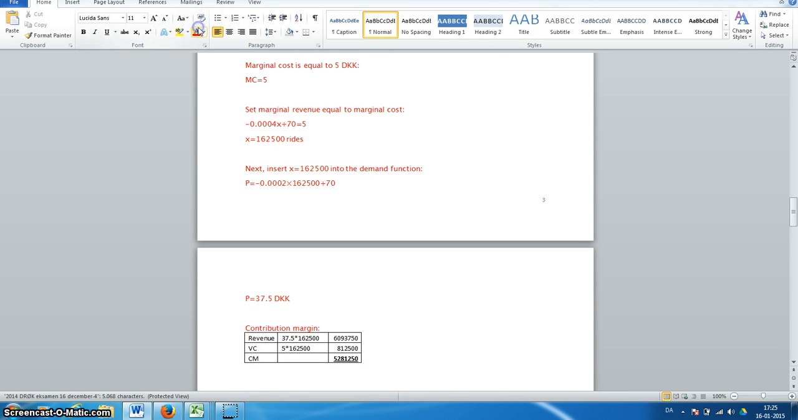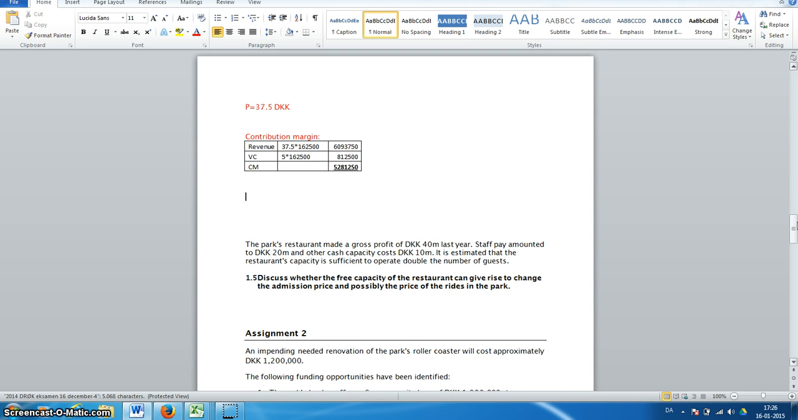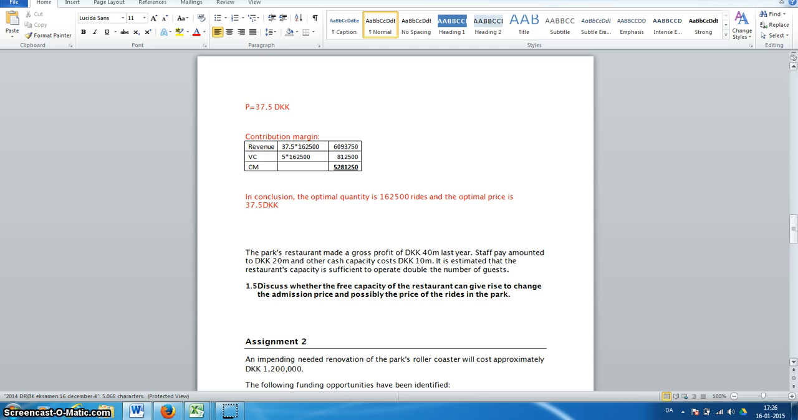And if we have the time and just want to make sure that we have answered all the questions, we just write in conclusion the optimal quantity is 162,500 rides, and the optimal price is, in this case, 37.5 Danish kroners. The expected contribution margin is equal to 5,281,250 Danish kroners. So that's what we should write in this exercise, exercise 1.4.